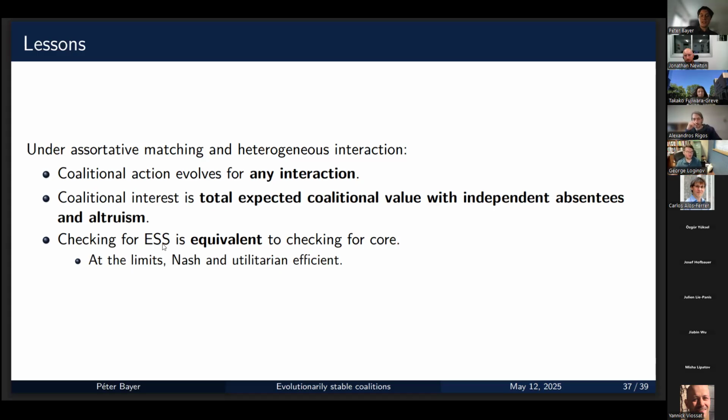And checking for ESS, if I have a candidate strategy as an ESS, to check whether it is an actual ESS is equivalent to checking whether the payoffs that it provides are in the core of some appropriately chosen TU game. And at the limits, we have some nice behavior. It's somewhere between Nash and utilitarian efficiency.